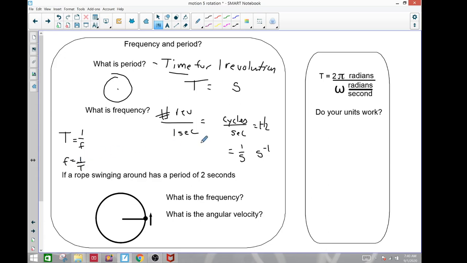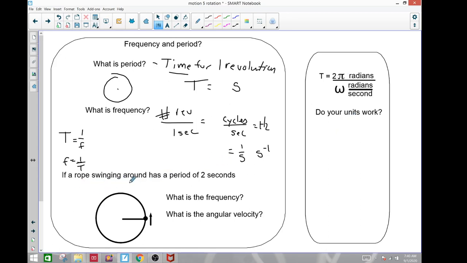Period here, do your units work? Again, period is the time for one rotation, and we have the speed here, we have rotation, and everything cancels out, and it would just be time. Okay, so let's look at what we got here.